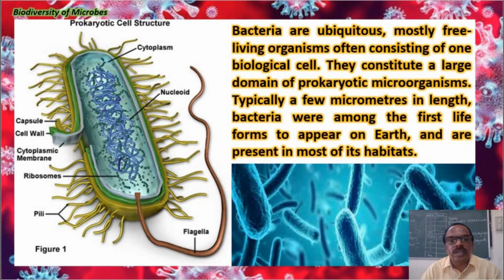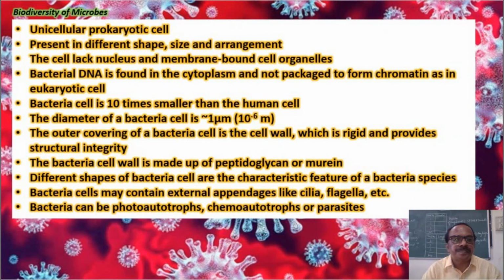Bacteria are ubiquitous, mostly free-living organisms. They are made up of a biological cell. They consist of a large domain of prokaryotic organisms. Typically a few micrometers in length, bacteria are the first life forms to appear on the earth. They are present in most habitats. There is a cell wall, and there is a plasma membrane just beneath the cell wall, and there is protoplasm. Inside the protoplasm there is genetic material, and there are no organelles. Organelles are missing here. That is why they are called prokaryotes. So that is the structure of a bacterium.